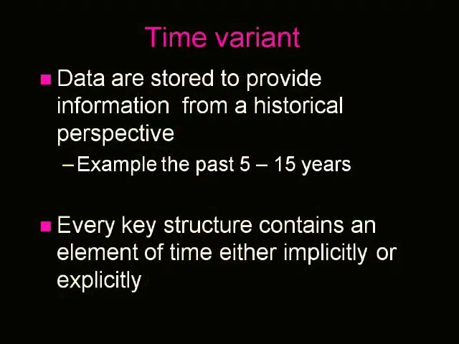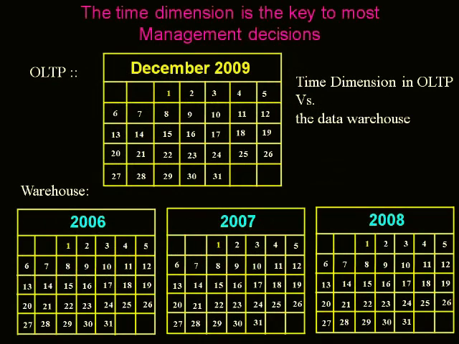So data are stored to provide information from a historical perspective. For example, the past 5 years, 10 years, or 15 years of data is taken into account. Every key structure contains an element of time either explicitly or implicitly in a data warehouse, which I have already stated. So in an OLTP application the latest time is taken into account, whereas in the warehouse, past history snapshots are taken into account, and whatever measures you are taking are calculated year wise or day wise and then stored in the warehouse.